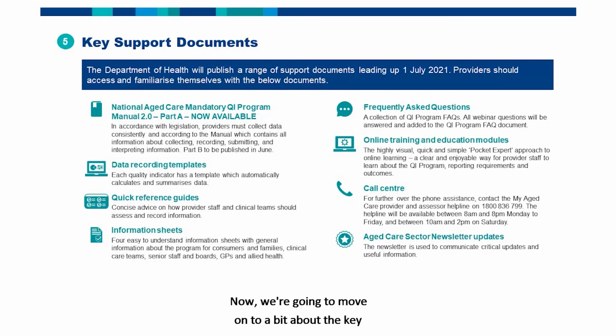Okay, so now we're going to move on to a bit about the key support documents that are out there for providers. The department will publish a range of guidance materials to support you in meeting the requirements of the QI program. Each document serves a different purpose, and we recommend engaging with them and encouraging staff, and where possible, care recipients to do the same too. Updates on the latest material available will be published via the department's aged care sector newsletter.